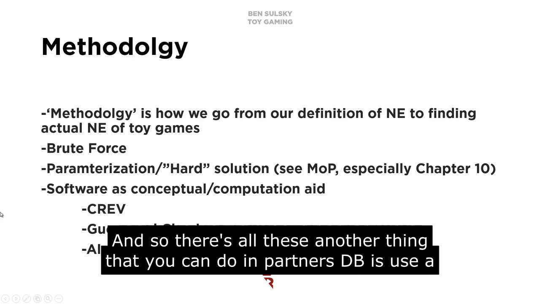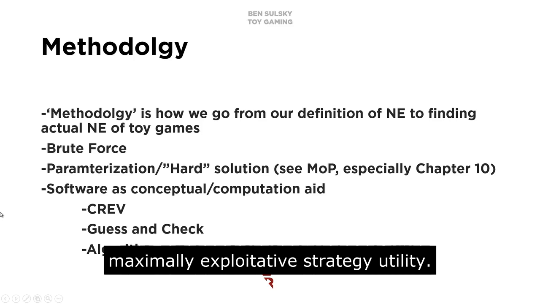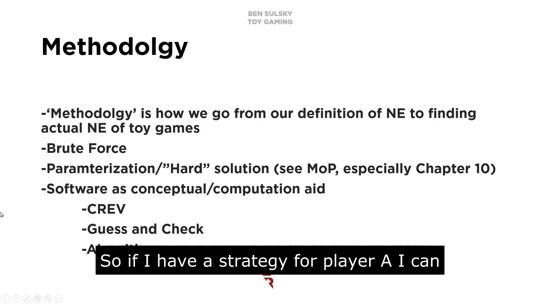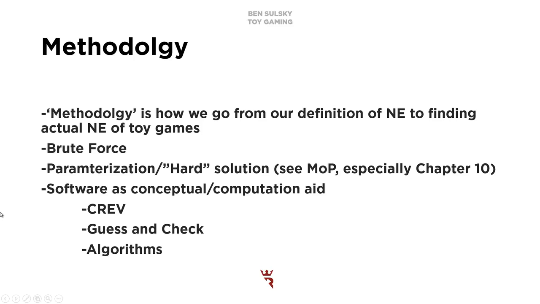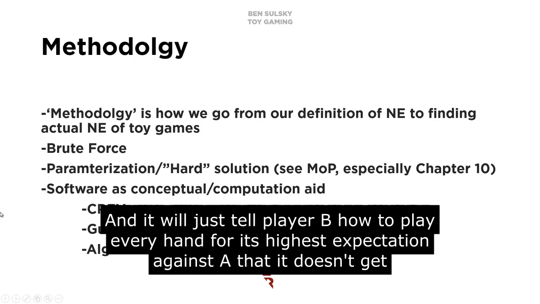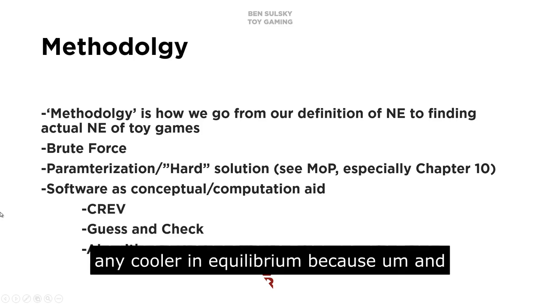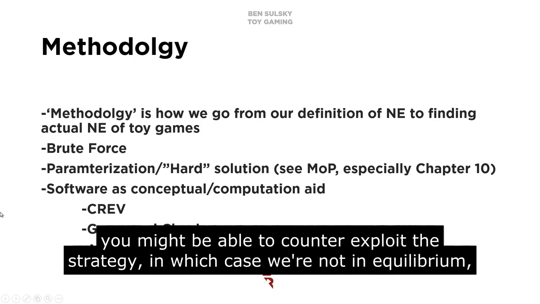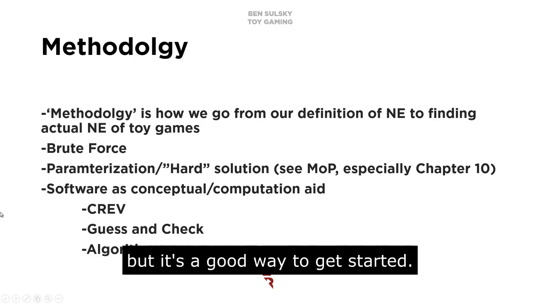Another thing you can do in CardRunner's EV is use a maximally exploitative strategy utility. If I have a strategy for player A, I can ask for the maximally exploitative strategy for player B, and it will tell player B how to play every hand for its highest expectation against A. Now that doesn't get us to an equilibrium, because A might be able to counter-exploit B's strategy, in which case we're not at equilibrium. But it's a good way to get started.